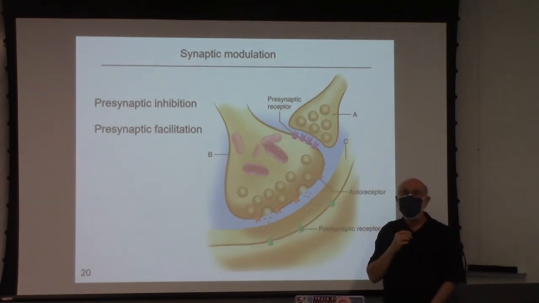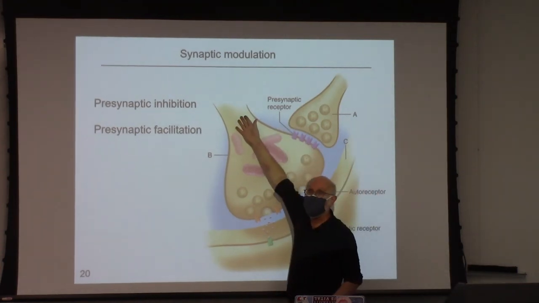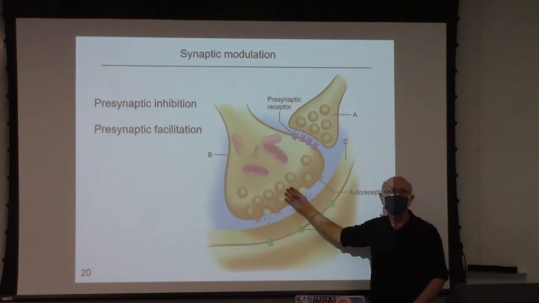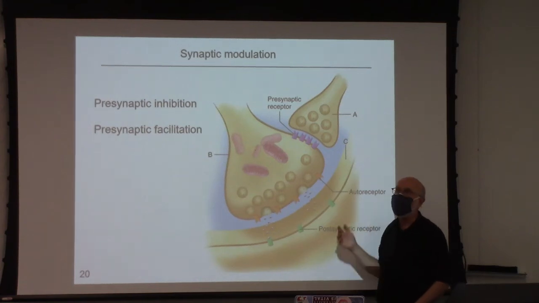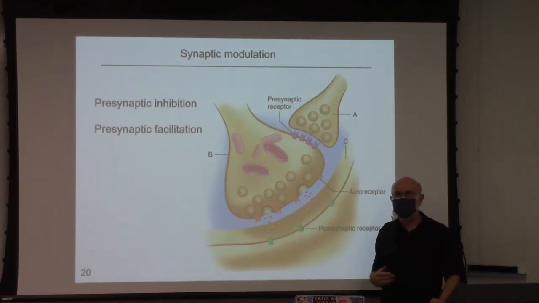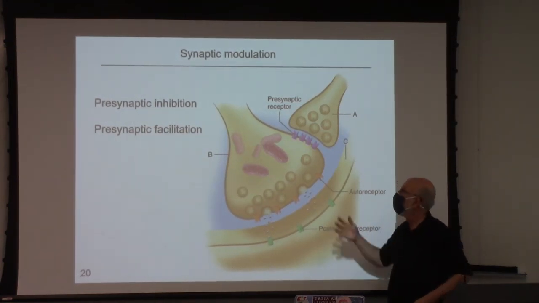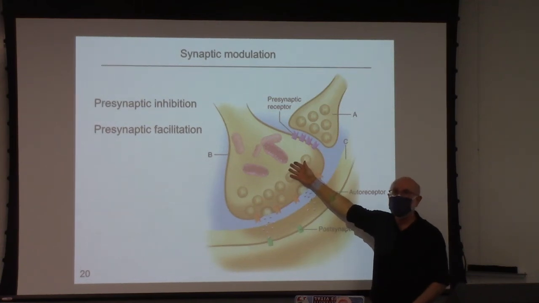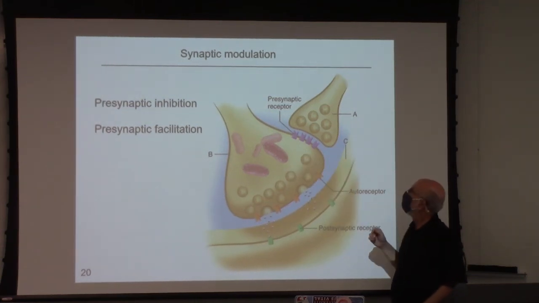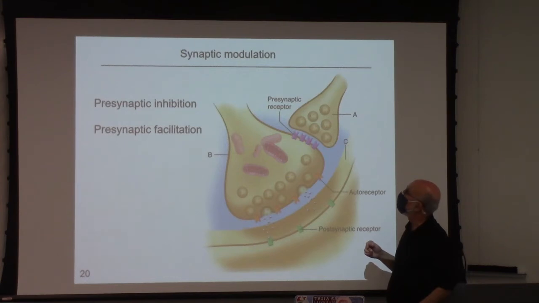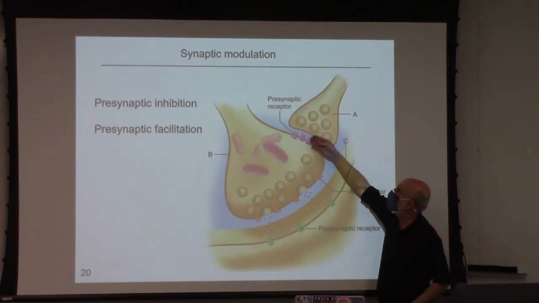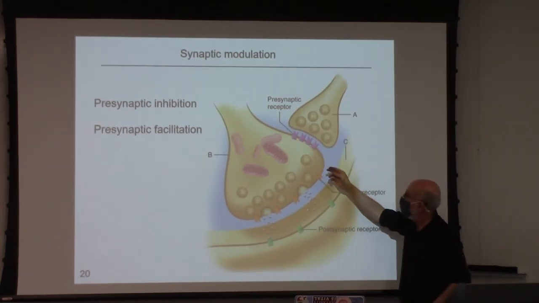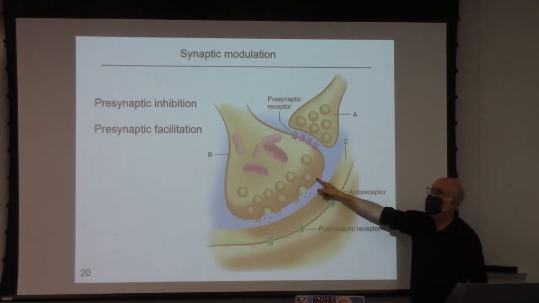Neurotransmitter release is not all or none. It's a graded process. The action potential is all or none, but neurotransmitter release is not all or none. We don't release all the neurotransmitter, we release some of it. And it's graded by modulatory processes. I want to introduce two types of modulation: presynaptic modulation and autoreceptor modulation.